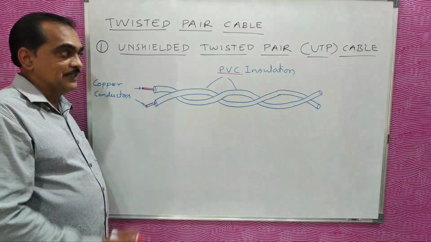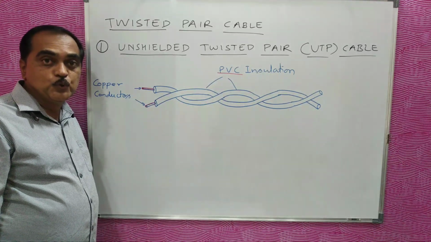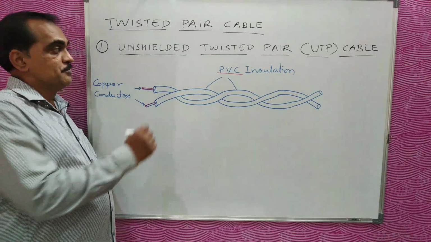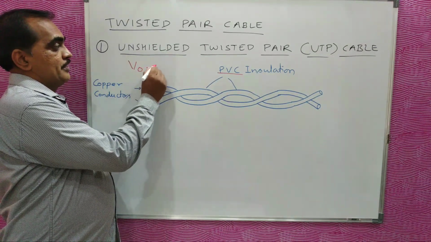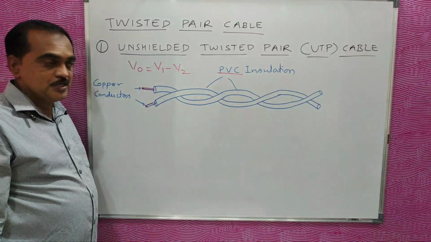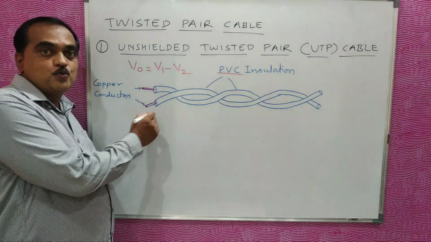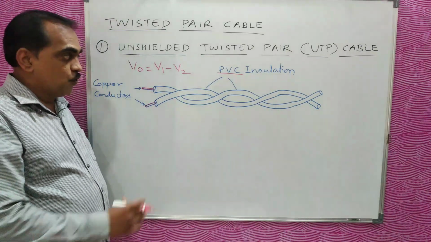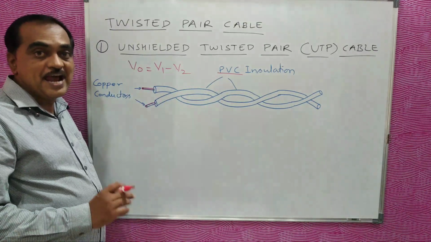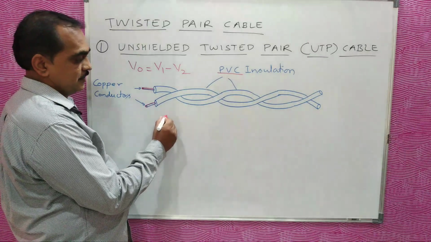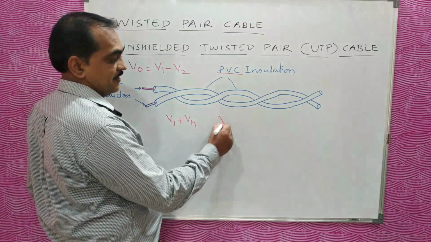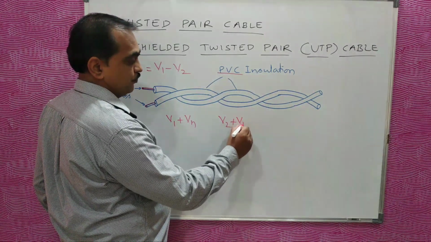This type of cable is mainly used when you want to transmit differential voltage. Differential voltage means the output voltage is equal to the subtraction of the input voltages, V1 minus V2. V1 is applied to one wire and V2 to another wire. When the voltage travels, it gets added with noise, so V1 becomes V1 plus the noise voltage Vn, and V2 becomes V2 plus Vn.